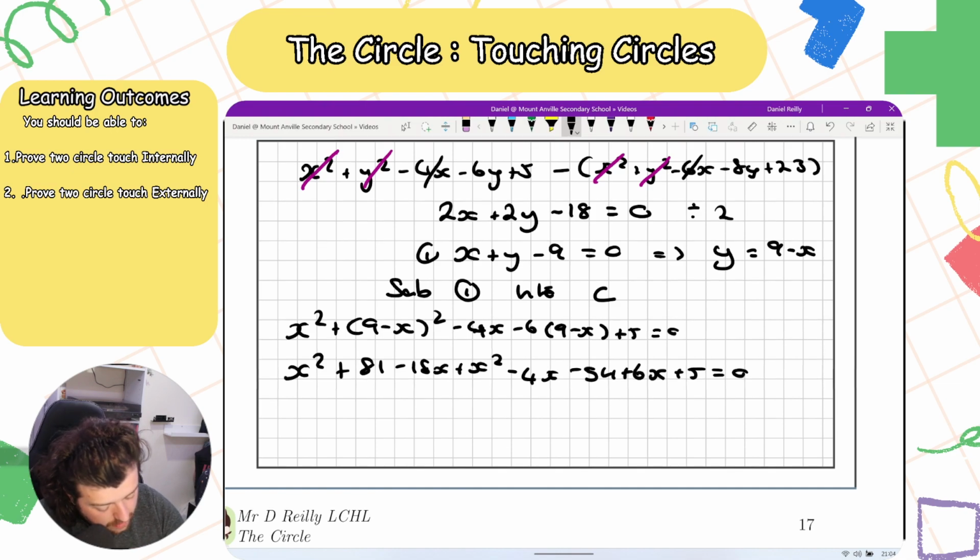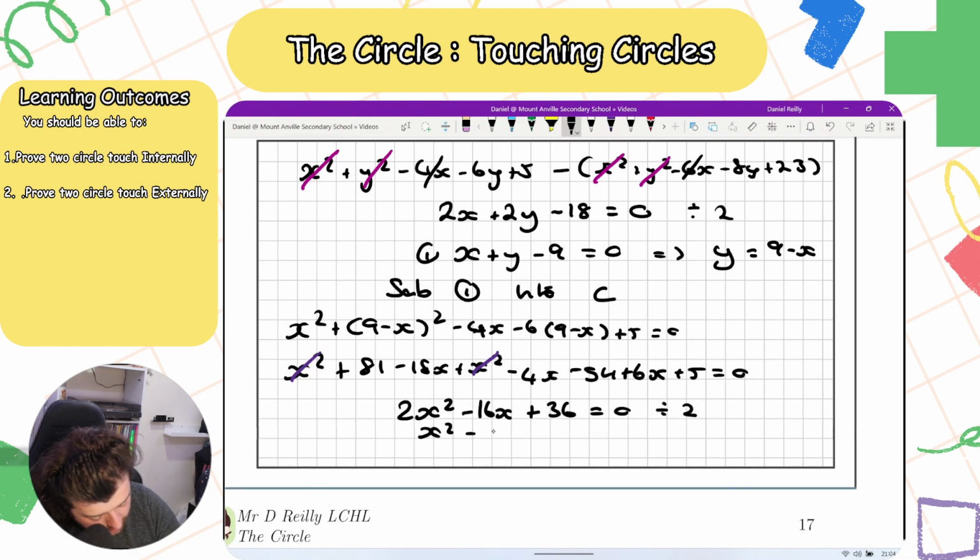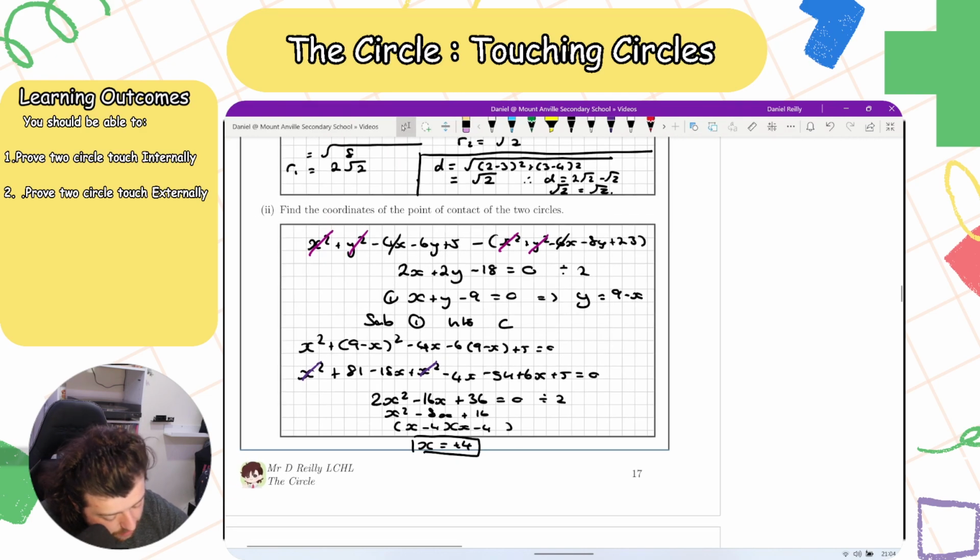Okay. So x squareds, gather them up. I have 2x squared. Minus 18x minus 4x plus 6x is going to be equal to minus 16x, and then 81 minus 54 plus 5 is 32 equals 0. Divide across by 2, I have x squared minus 8x plus 16. Two numbers that multiply to get 16 but add to get minus 8 are minus 4 and minus 4. So x is equal to positive 4. We only have 1 point here. And then sub in to find y.